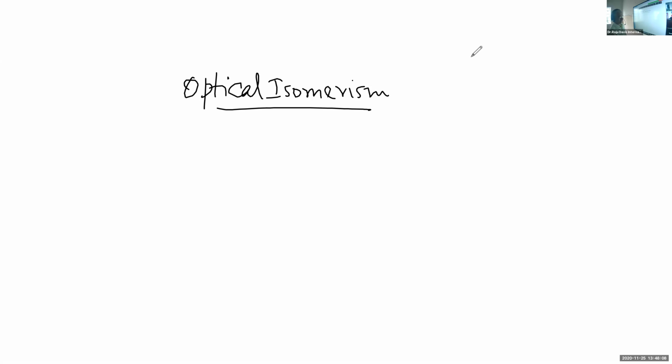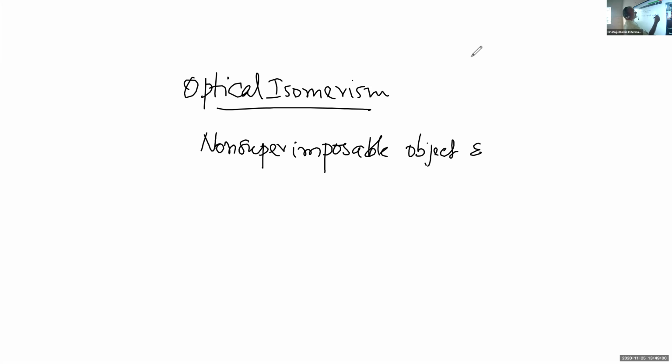Now you come to optical isomerism. The isomers which rotate the plane polarized light in the opposite direction, plus and minus directions, right and left, are called optical isomers. And that isomerism is optical isomerism. There are certain optical isomers which can exist as non-superimposable object and mirror image. Such optical isomers are called enantiomers.